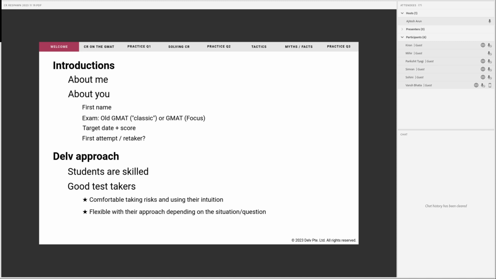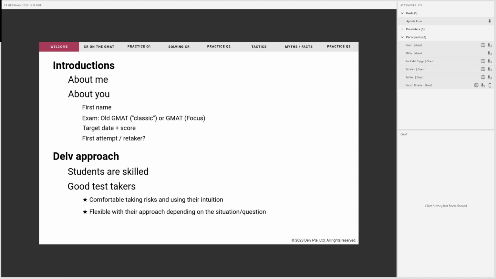Another quality of a good test taker is that a good test taker is flexible with his or her approach on the day of the exam, depending on the situation that they see in front of them and the question that they see. To give you a small example, sometimes students ask me, what is the time that I should aim for? Like, how much time should I give to every question? The answer is that it depends, right?